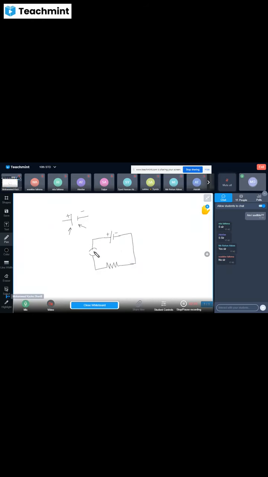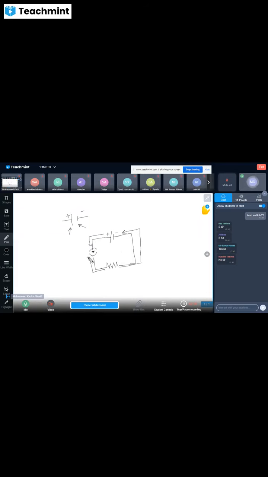Now, in a simple circuit, if there's nothing inside, that means the circuit is open. When the circuit is open, there will not be any flow of current. But when the circuit is closed, we denote it by this symbol. Then immediately the current starts flowing through the resistor and back through the battery. So the current is actually flowing through the circuit if the circuit is closed. These are the basic few signs.